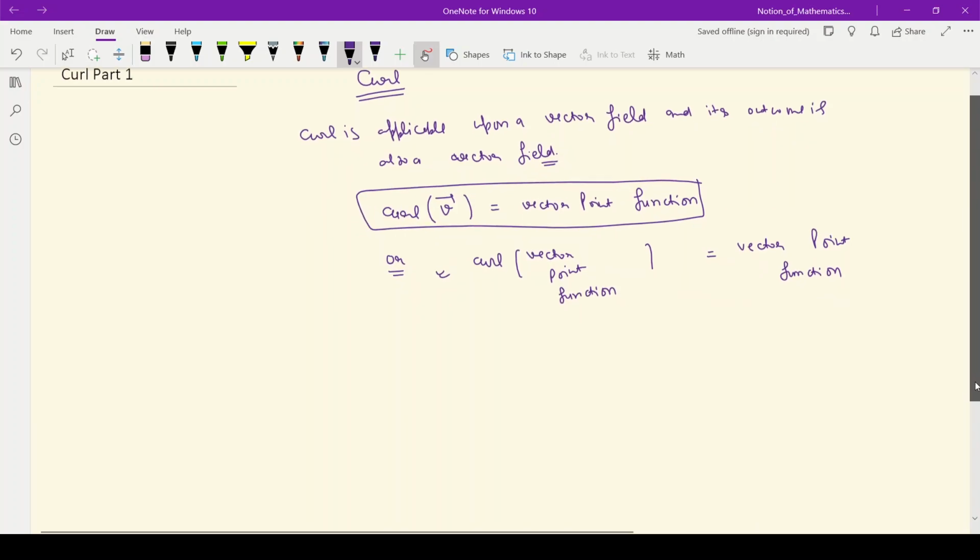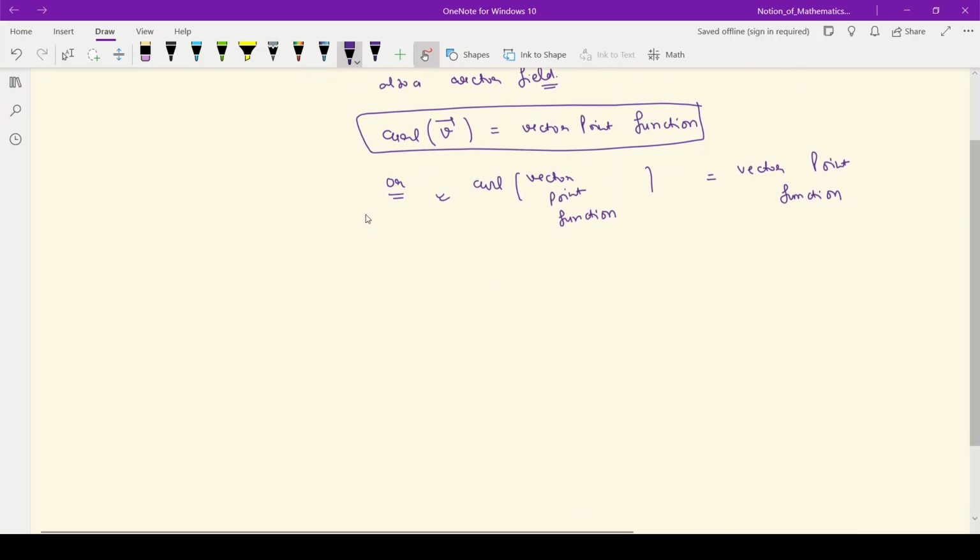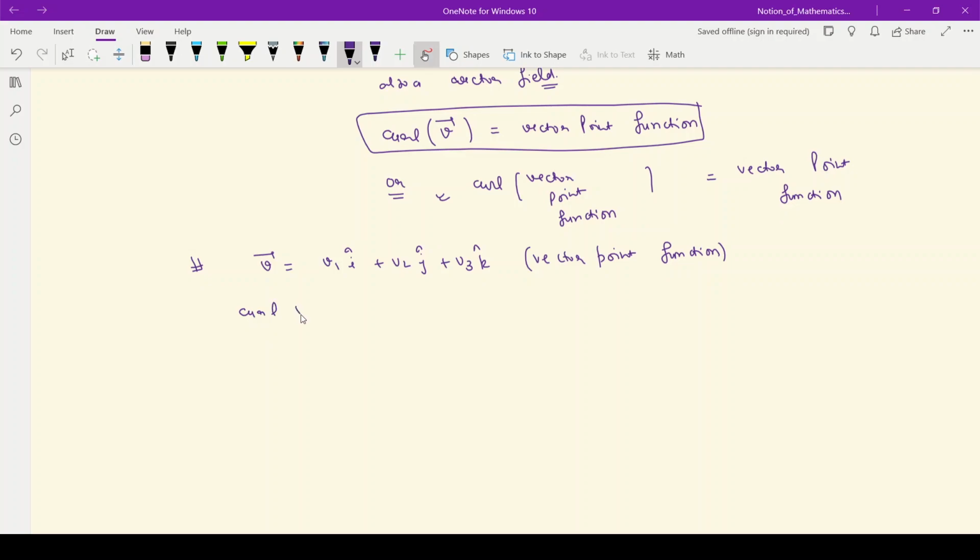Now the question is, how to define the curl. So suppose a vector v is given like v1 i cap plus v2 j cap plus v3 k cap. So this is a vector point function. How is the formula of curl of a vector point function given?